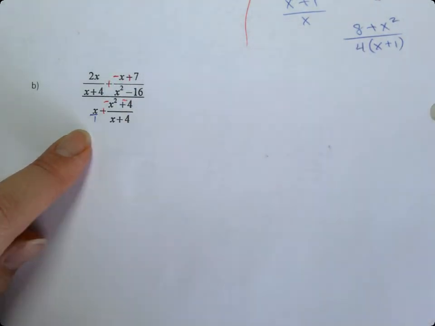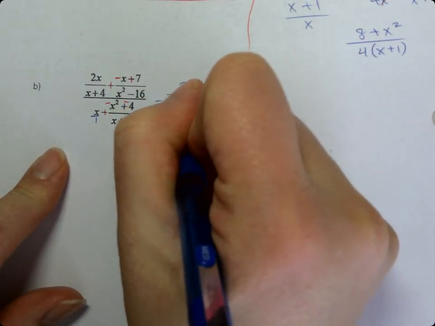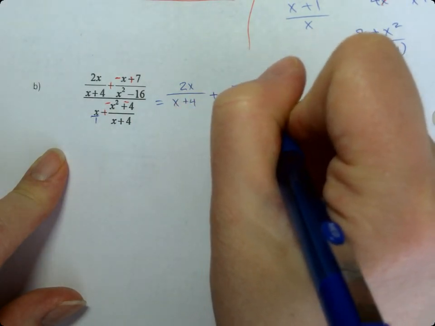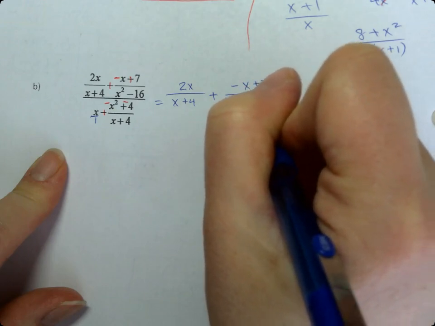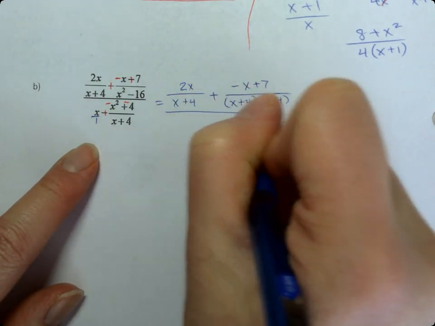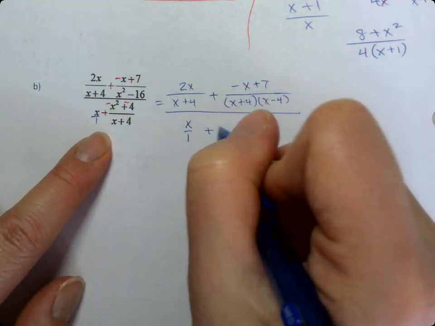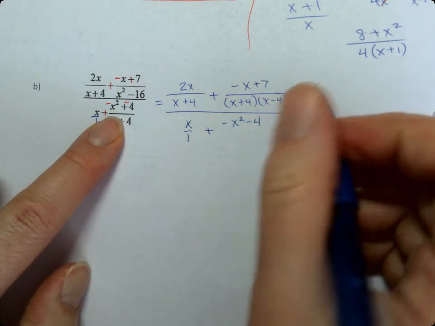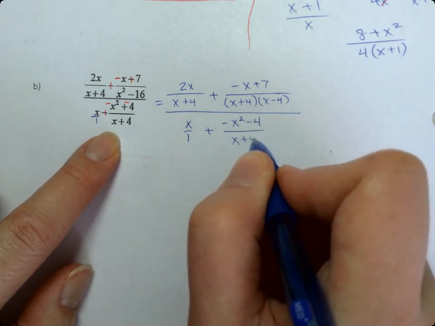Okay, I'm going to go ahead and rewrite this and factor it. So it's 2x over x plus 4, plus negative x plus 7, watch that sign, over x plus 4, x minus 4. All right, down here, I've got x over 1. I'm going to build that fraction. I've got negative x squared minus 4. That doesn't factor because that's negative x, and the bottom is just x plus 4.